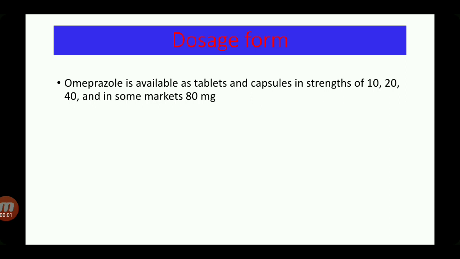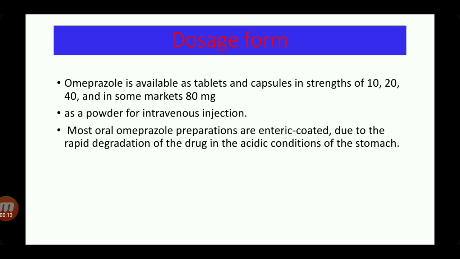Dosage form. Omeprazole is available as tablets and capsules in strengths of 10, 20, 40, and some markets 80 mg, as well as a powder for intravenous injection. Most oral omeprazole preparations are enteric-coated due to the rapid degradation of the drug in the acidic conditions of the stomach.